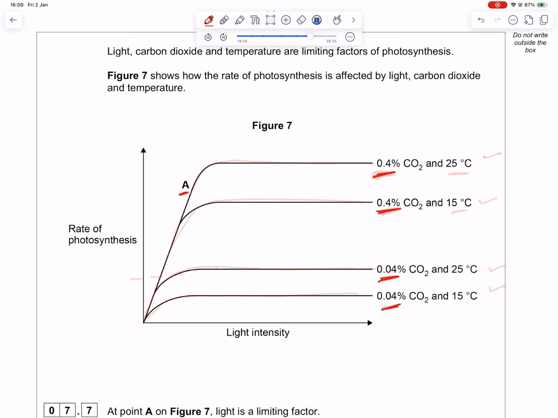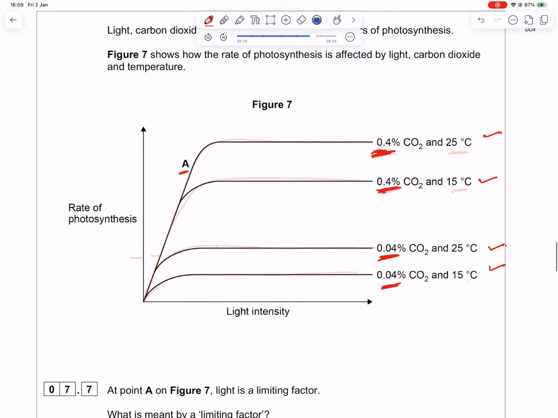Now, let's actually look at this graph. Two different temperatures, but the same level of CO2. Again, same level of CO2, two different temperatures, so that you can easily compare. But in both cases, at 25 degrees centigrade and 25 degrees centigrade, the rate of photosynthesis is dependent on the level of carbon dioxide. The higher the level of carbon dioxide, the more the rate of photosynthesis. So based on this, we are going to formulate our answer.